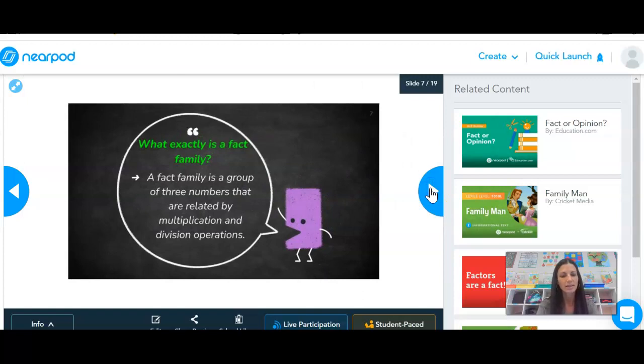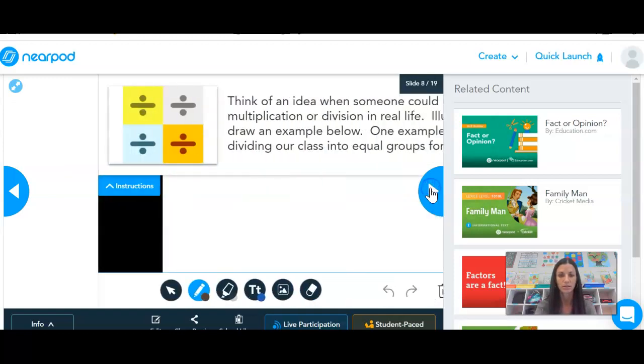So what exactly is a fact family? A fact family is a group of three numbers that are related by multiplication and division operations. Remember, we only let three numbers in our fact families, no strangers. We can only use the same three numbers for all four math sentences.